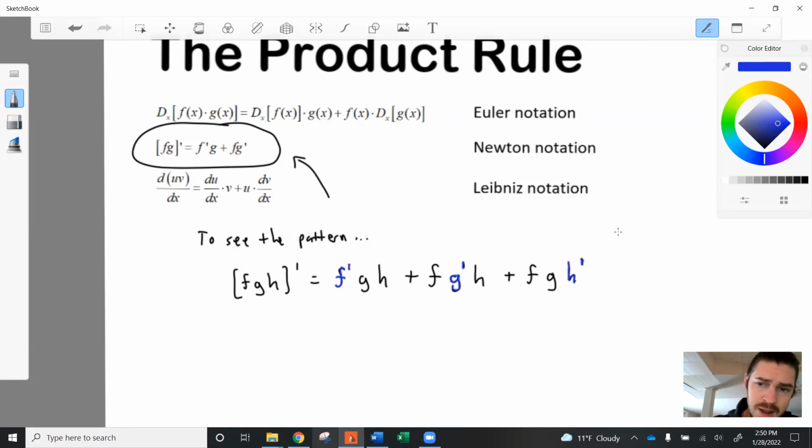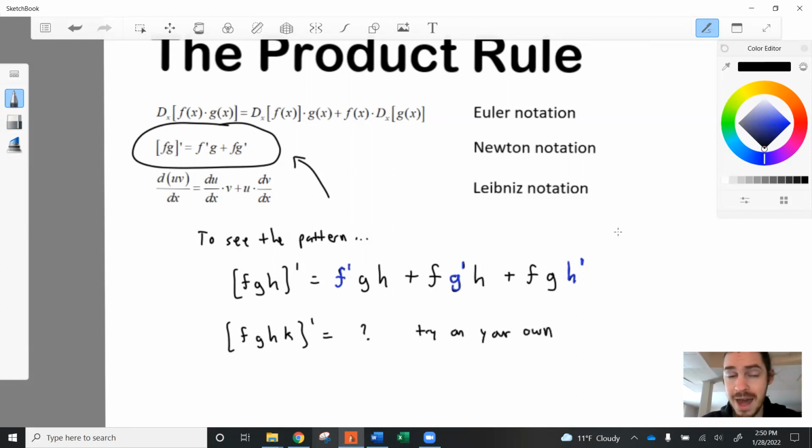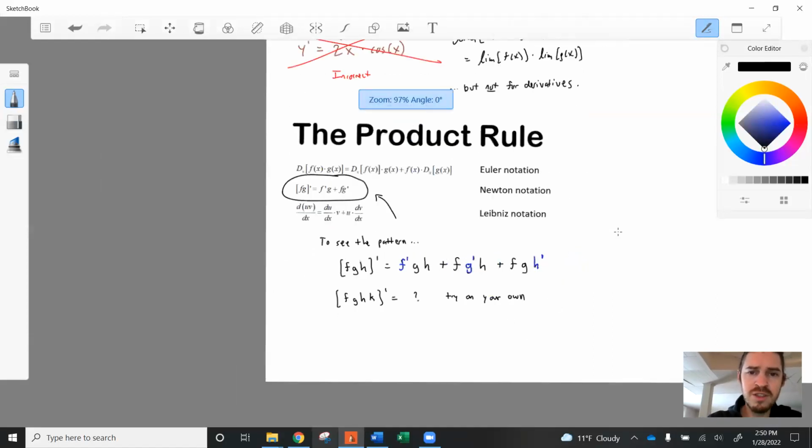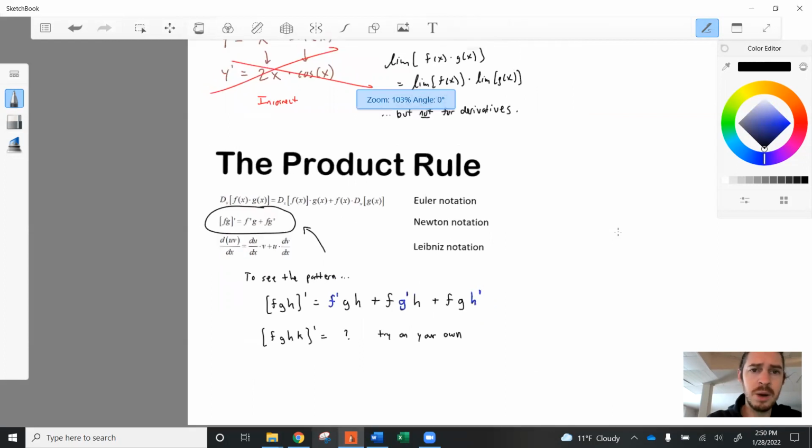And I bet now you'll be able to figure out what it looks like if you want to take the derivative of four functions. Let's call the next one k. Try that on your own, just as an exercise to see if you can extend the pattern. This is how derivatives of products work. So let's apply this to our original example.